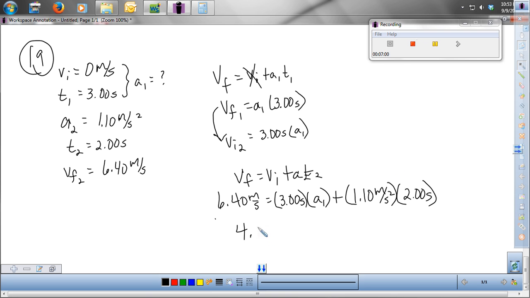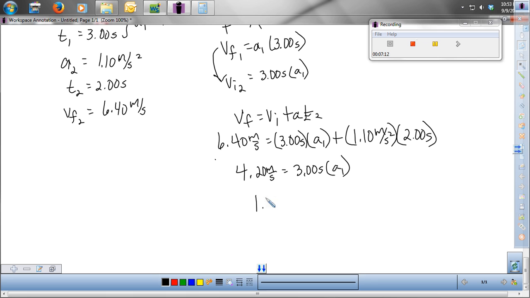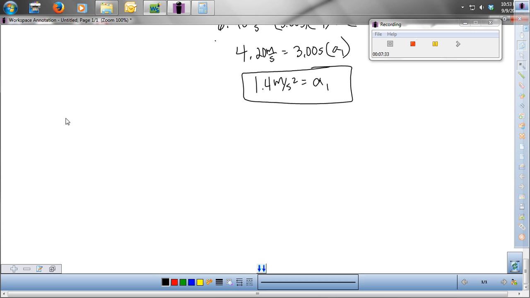So now I have 4.20 meters per second is equal to 3.00 seconds times A1. And when I solved for A1, I think I got 1.4 meters per second squared was my acceleration during the first time period. Okay? Alright, and then I think we have number 20 to deal with. Okay. So let's look at number 20.